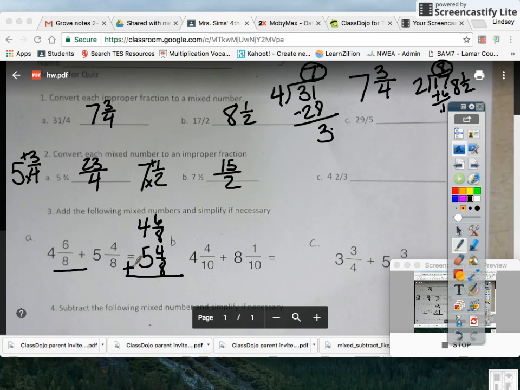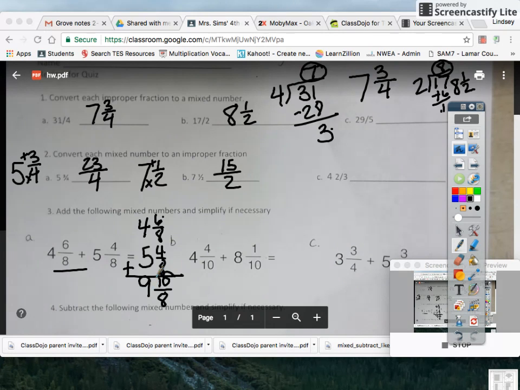And we'll add that. Step 1 is to put them up and down. Step 2 is to write down the denominator so we don't forget what our denominator is. Now we're going to add the numerators, 6 plus 4, that's 10. And then we add the whole numbers, 4 plus 5, which is 9. So our answer is 9 10/8.